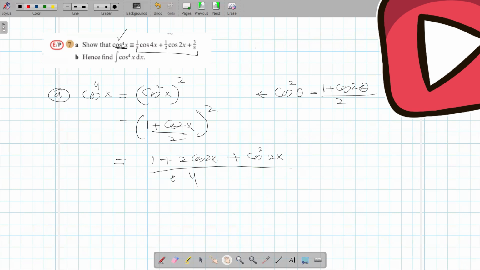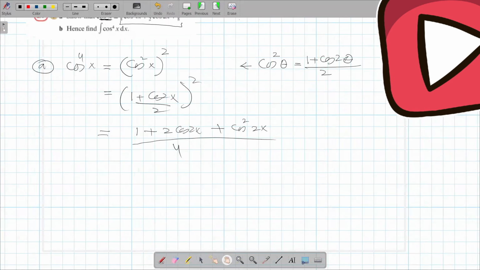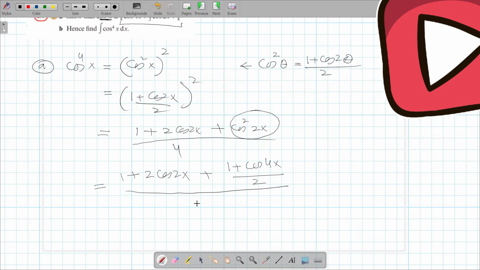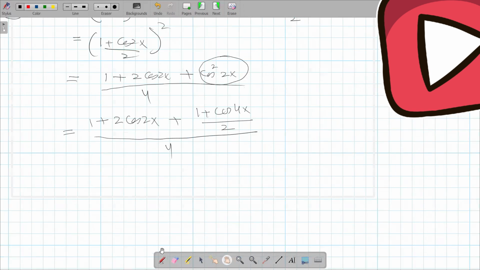Do you have any questions, or is it clear? No, that makes sense. All clear. So still we have power 2 here. We have to reduce the degree again. We will put the formula once again. So cos square 2x will be equal to 1 plus cos 4x, since the angle will be doubled, divided by 2, whole divided by 4, like this.